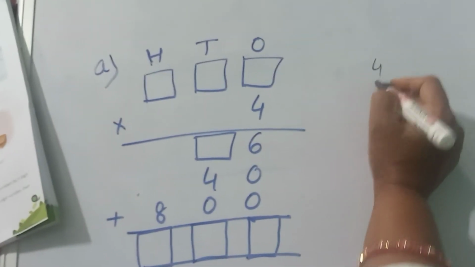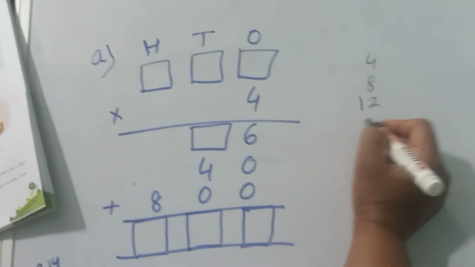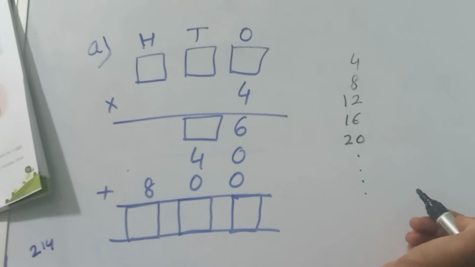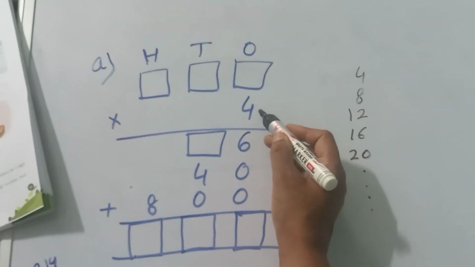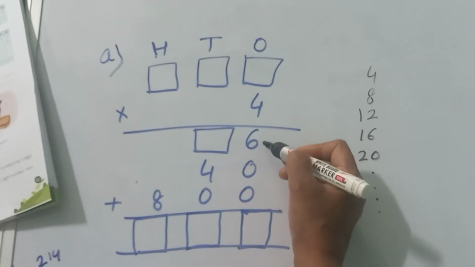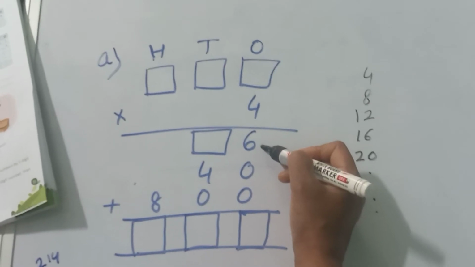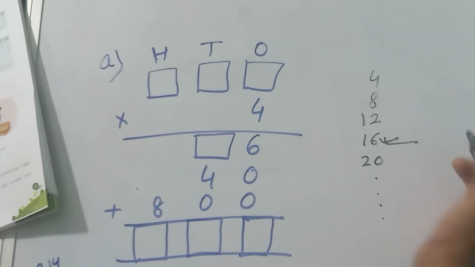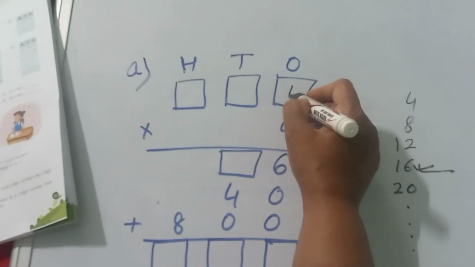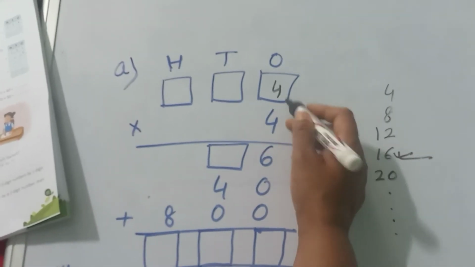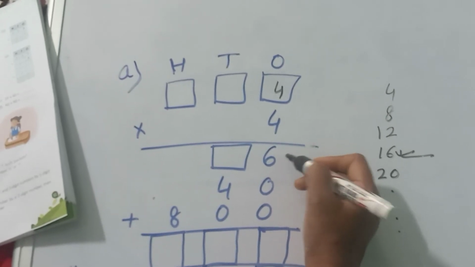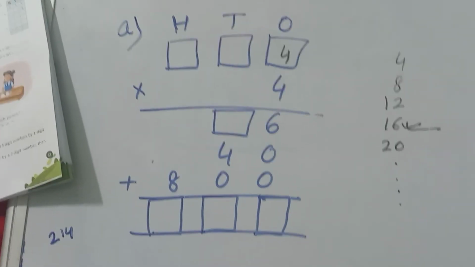So suppose we are reading the table of 4. 4 1s are 4, 4 2s are 8, 4 3s are 12, 4 4s are 16, 4 5s are 20 and so on. Now tell me, in table of 4, which number is there where the digit at the ones place is 6? Here, this one, no? So 4 4s are 16. So write here 6. Okay? So 1 you write here.